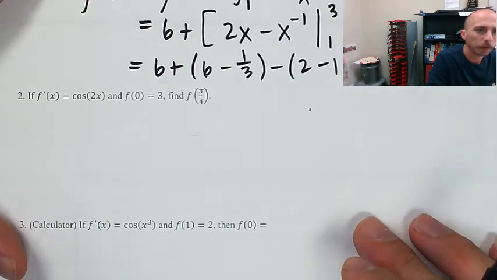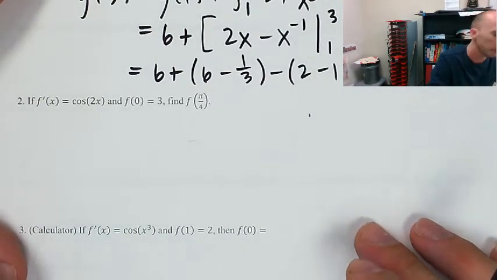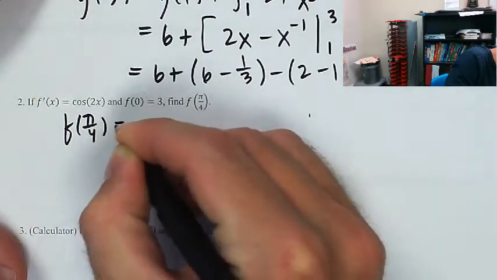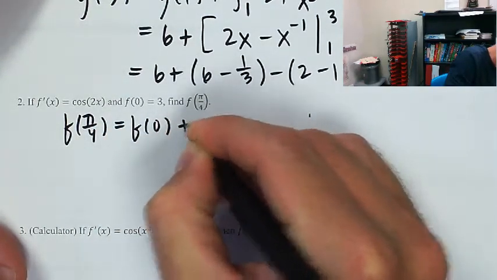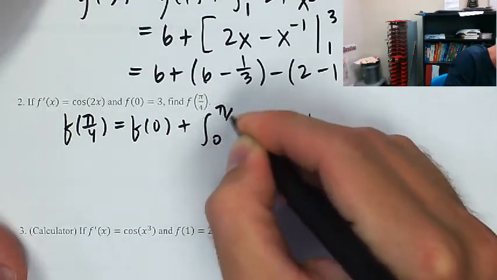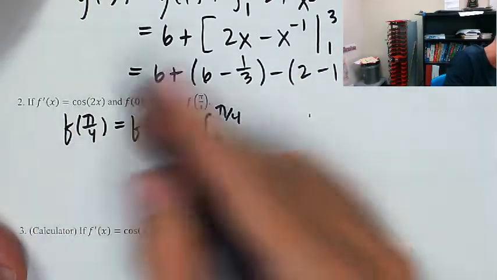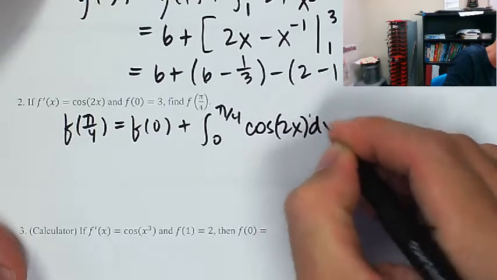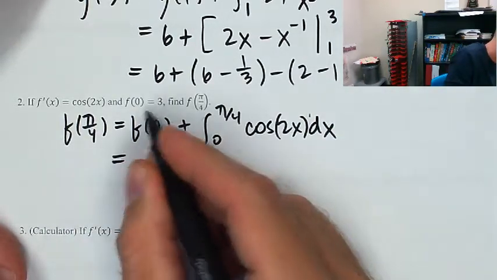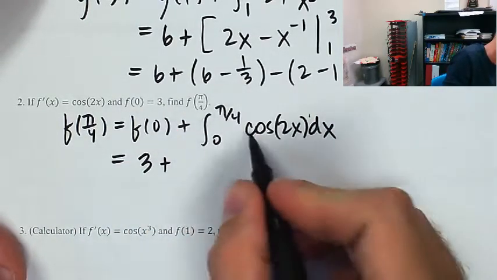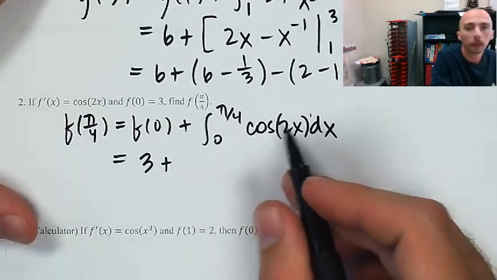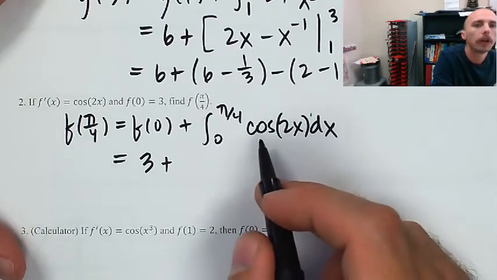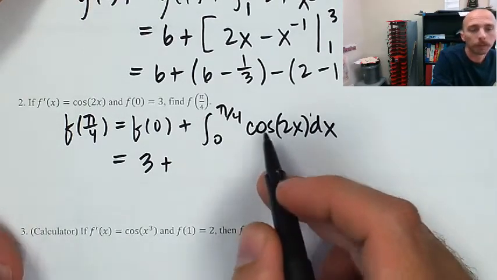If f prime is cosine of 2x and f of 0 is 3, find f of pi over 4. F of pi over 4 will be equal to f of 0 plus the integral from 0 to pi over 4 of f prime, cosine 2x dx. So that's going to be 3 plus, okay, I anti-differentiate the outside. This is a linear inside, so I'm not going to need to do a u substitution here. But if you needed to, you could.